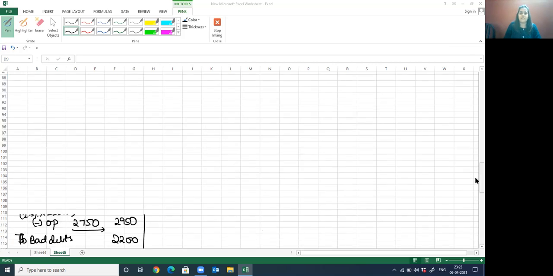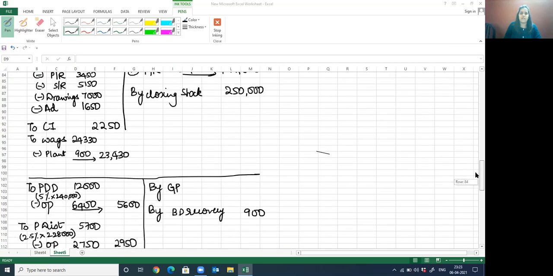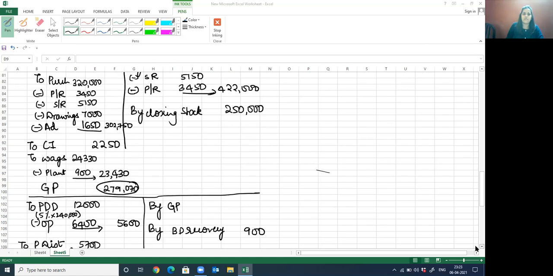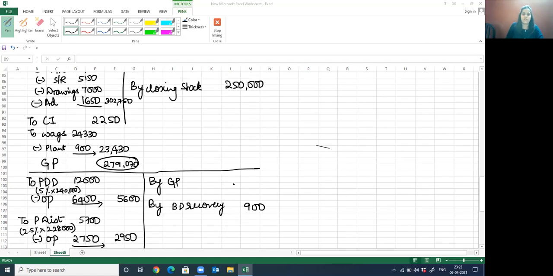Let's start calculating. So you finished opening stock. So purchases will be 3,02,750. You have closing stock, you have wages. So arrive at GP of 279,070. So we write here 279,070.